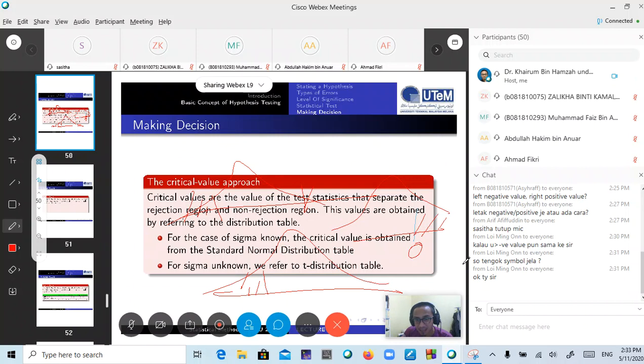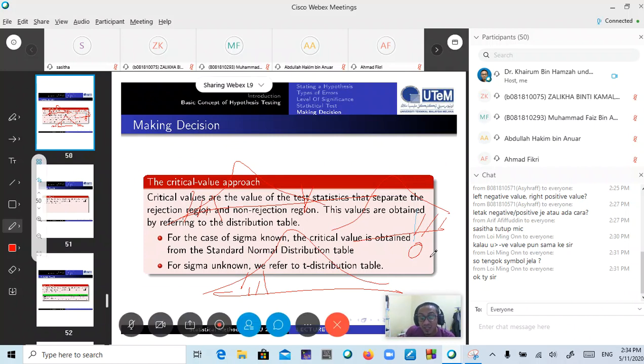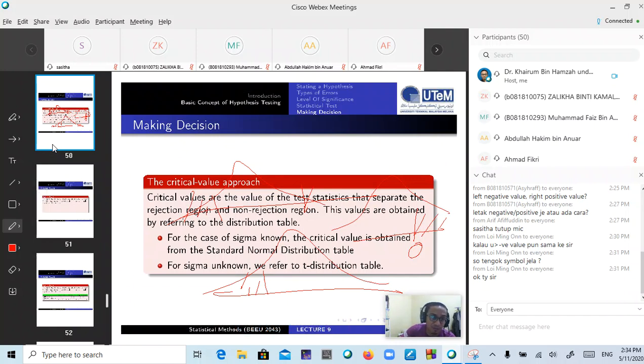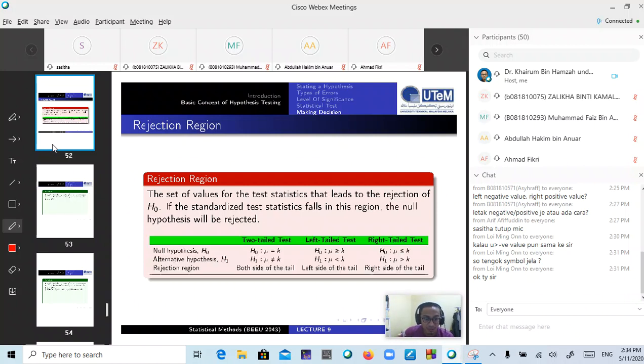Z from the table. Then we find the Z calculation, the one where Z equals X bar minus mu divided by sigma over root n. So we can get the value of Z. If the value of Z lies in this area, then reject H0. That is making a decision for the critical value approach. Rejection region, as I mentioned before, same thing.